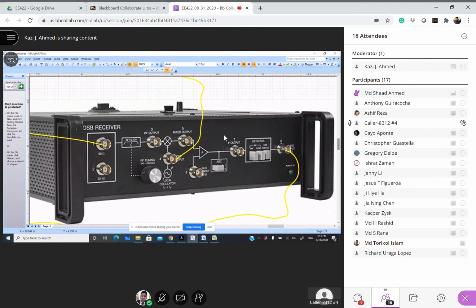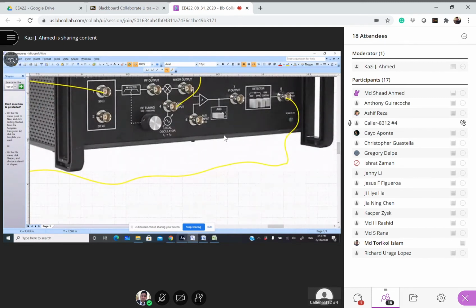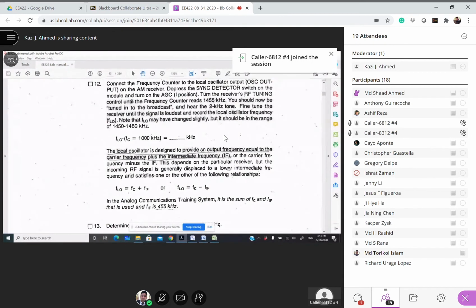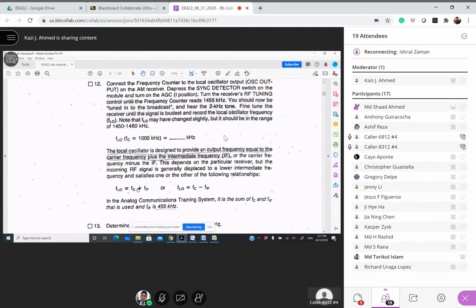Now, what we need to know here is that if it is a standard receiver, then there is a relation between the local oscillator and the carrier frequency of the incoming signal. This is the equation: the local oscillator equals the carrier frequency plus another frequency.